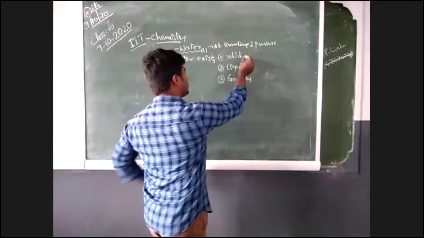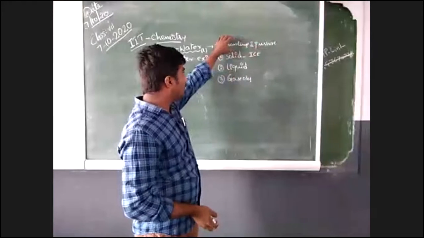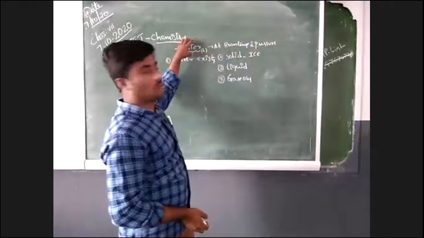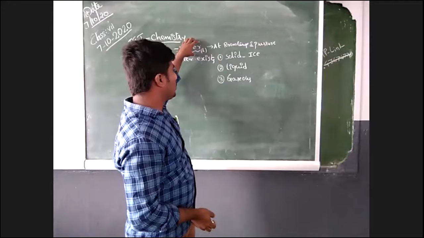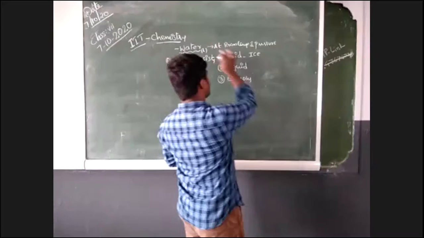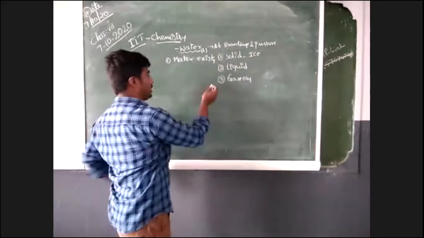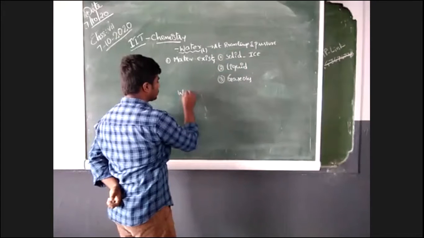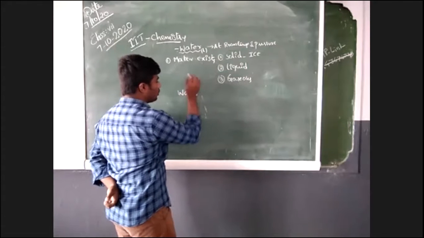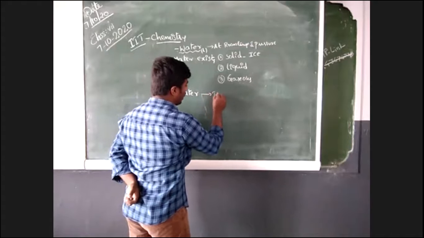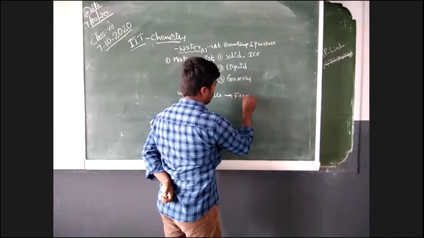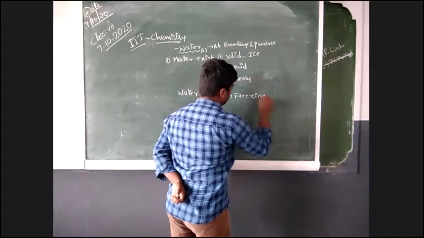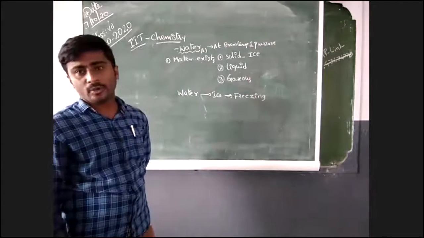How is the ice formed? By decreasing the temperature of the water, water is converted into ice. This process, the conversion of water into ice, I'm writing here, we call freezing.